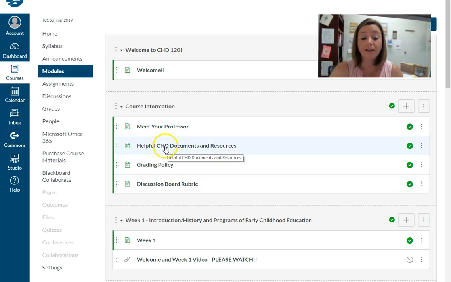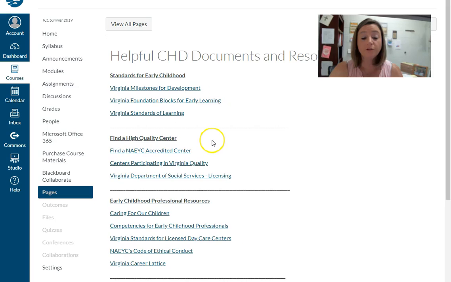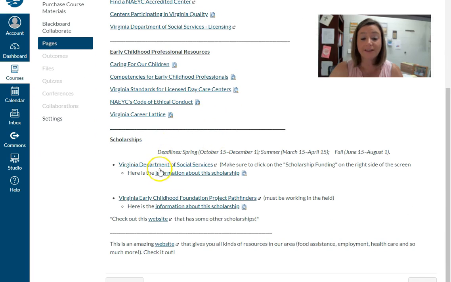When you go to the Helpful CHD Documents and Resources, which is in the Module section, and you go down to the bottom, you're going to find that I've got these 2 scholarships. This is a website that has a whole bunch of other scholarships, so feel free to browse through those. I'm just not as familiar with them. But these 2 are ones that students take advantage of every single semester.